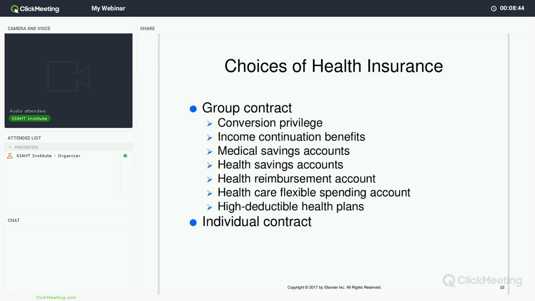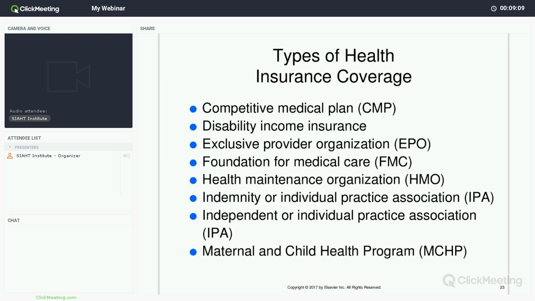So you have income continuation benefits for that. You have medical savings account. You have a health savings account that's provided to you by the insurance and your employer. Health reimbursement account, flexible spending account, and then high deductible health plans. So the health plans will have a high deductible, but you might not have to pay any co-insurance when you go and see the physician.